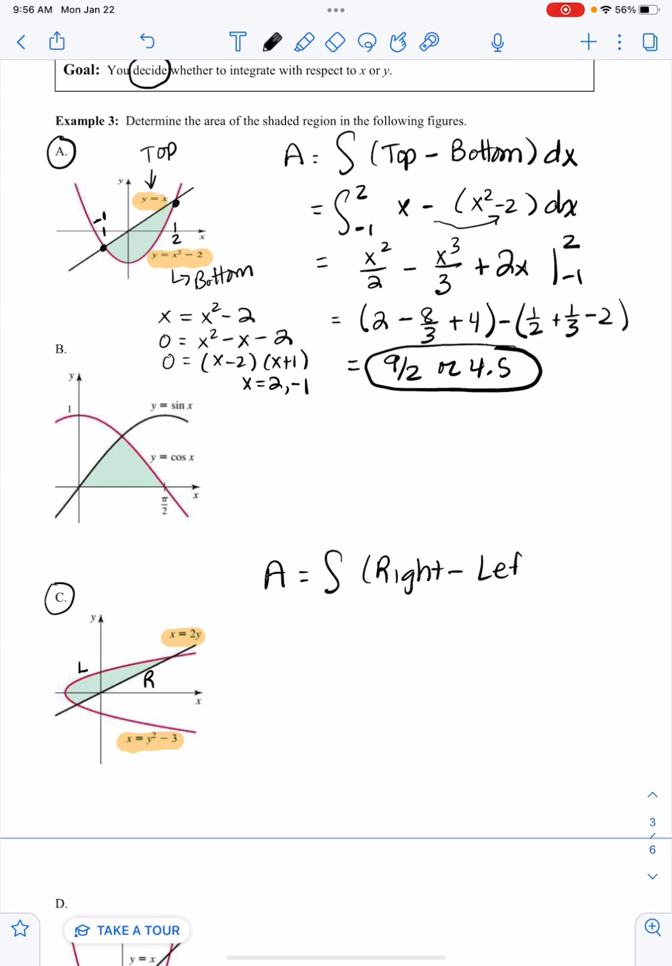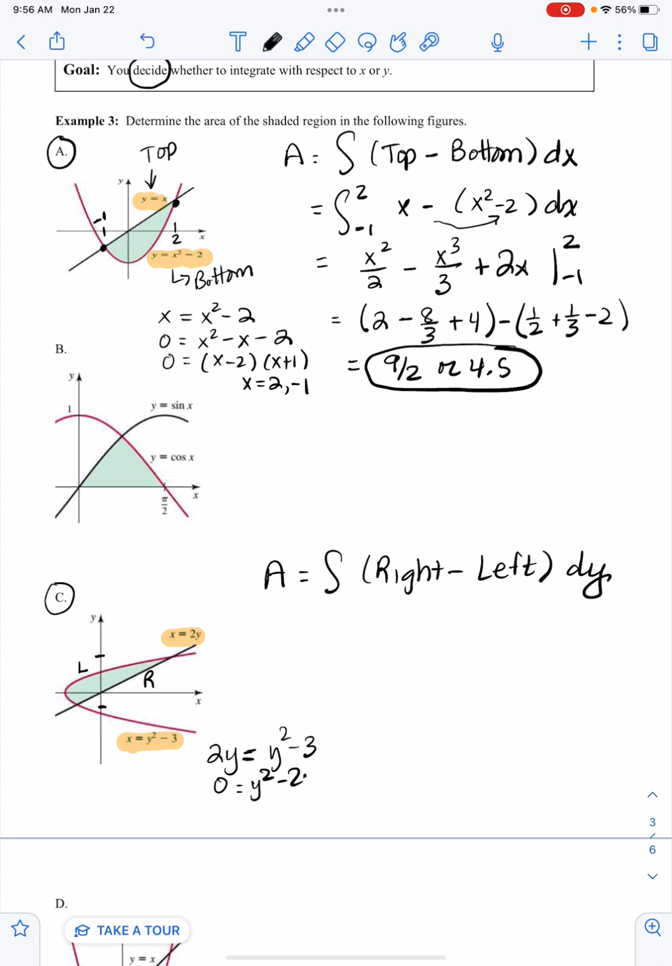So since I'm doing a right minus left, I need everything to be about y. So our formulas are x in terms of y, so that's good. But I don't know what my limits of integration are, right? I don't know what my low y is, and I don't know what my high y is. So once again, I need to set the formulas equal to each other and find those places where those two graphs intersect. So I have 2y is equal to y squared minus 3.